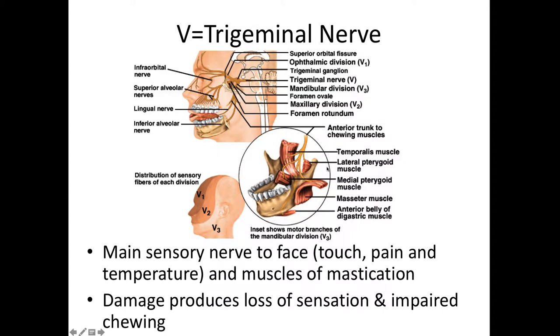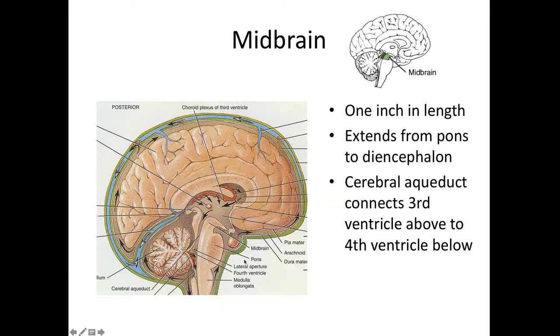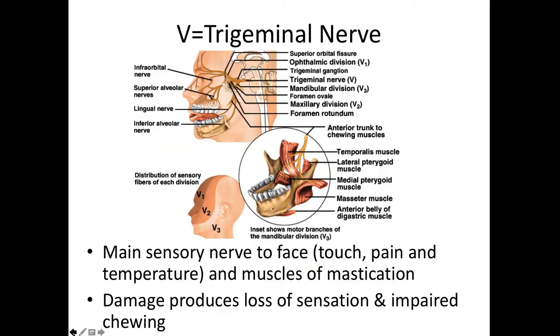The trigeminal nerve. Trigeminal means three twins, so it has one, two, three major branches, and they come in pairs on each side. This is the main sensory nerve to the face, responsible for facial touch sensation, pain, and temperature, and also the muscles of mastication.